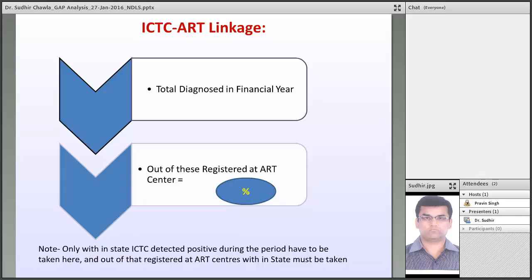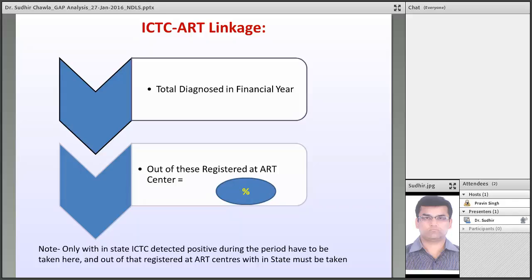So when we are talking about an ART center in a particular district and total diagnosed in financial year in a particular district, it means the patients who are diagnosed as HIV reactive during this particular financial year, from 1st April to 31st March, in this particular district. So that figure should come in this total diagnosed in financial year. Out of that, those who are registered at ART center of the same district can be considered in this second part of the slide.